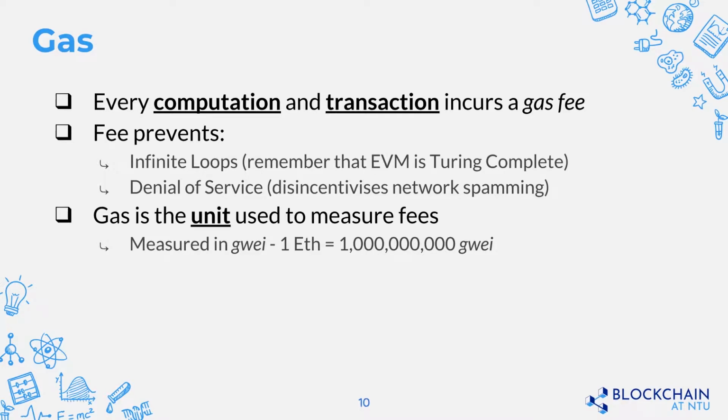So in order to prevent someone from hogging up all the resources of the EVM, there's this thing called gas, right? So every computation you do on the EVM requires you to pay some gas. Gas is the unit used to measure fees, and it's measured in Gwei, which is 1 times 10 to the power of negative 9 Ether.